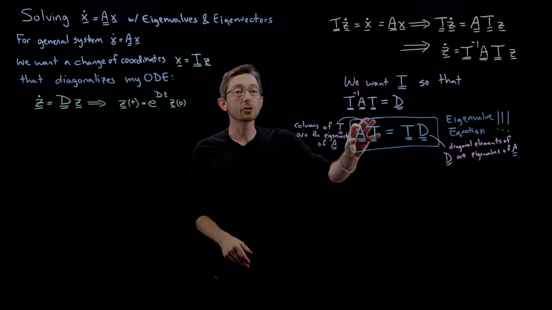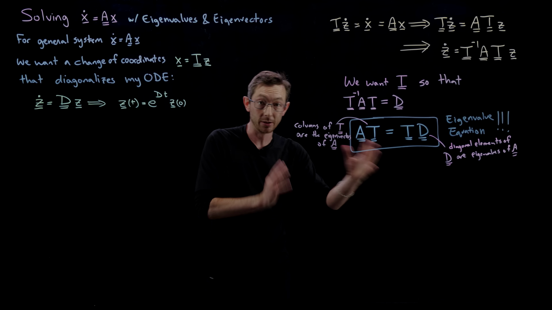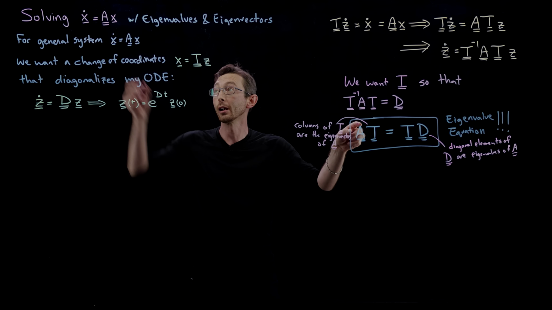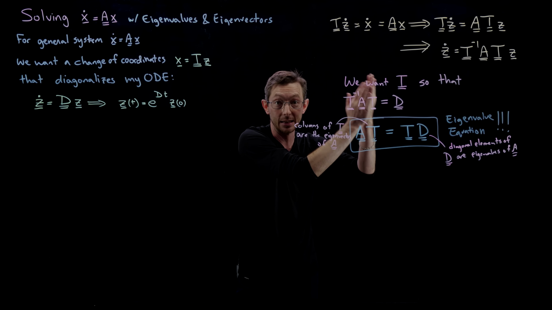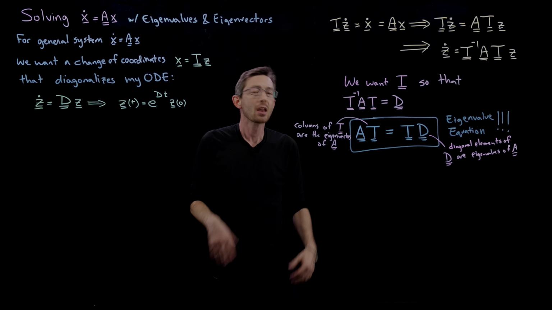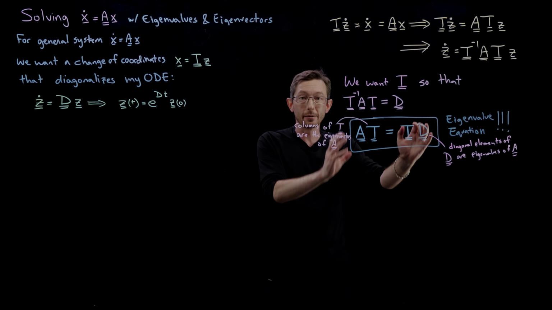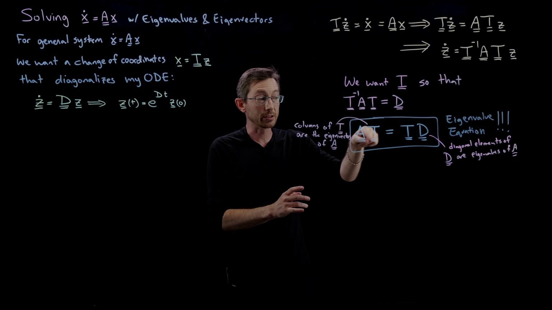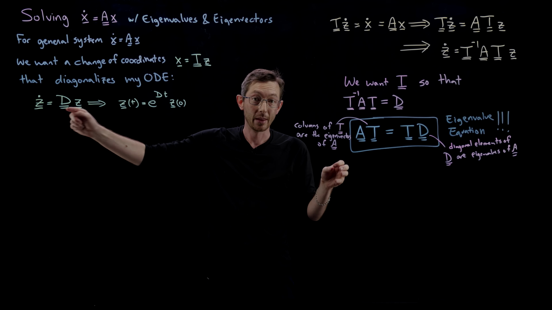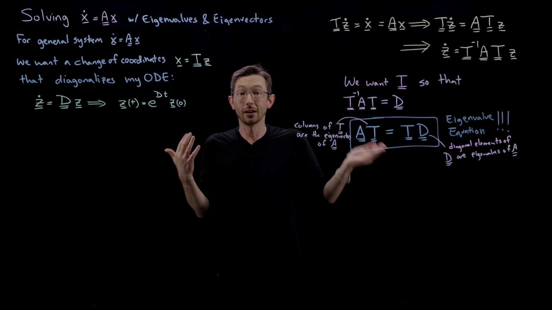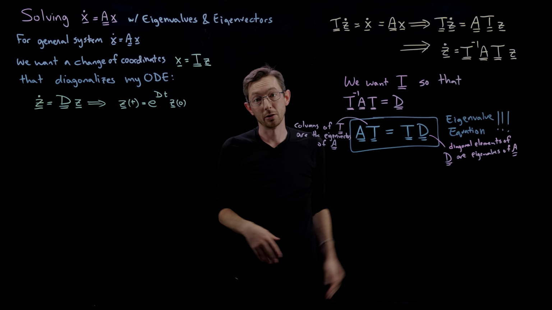I haven't shown you how to solve for T and D. That's a whole other lecture, and I'm going to do that next. We're going to show how, for a specific A matrix, we can find these eigenvalues in D and the eigenvectors in T. But this is the equation that I'm solving for T so that my dynamics become diagonal. Those T are the eigenvectors of A. That's exactly what this means. This is the eigenvalue eigenvector equation.